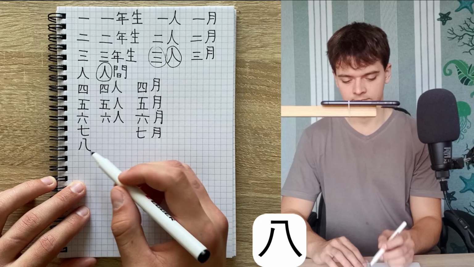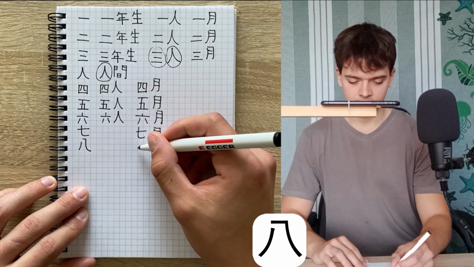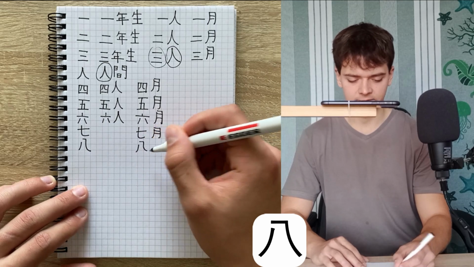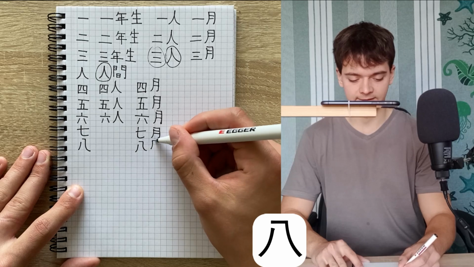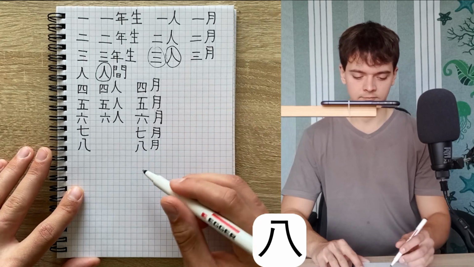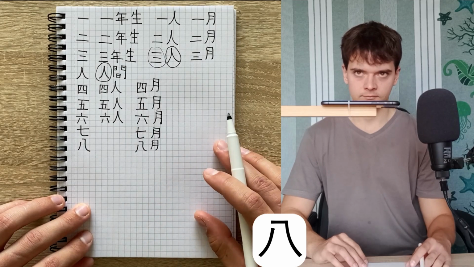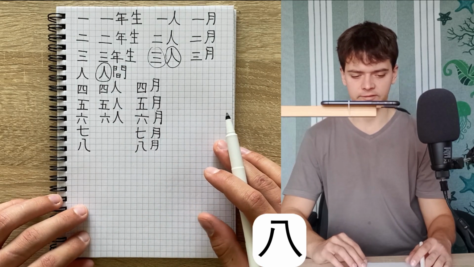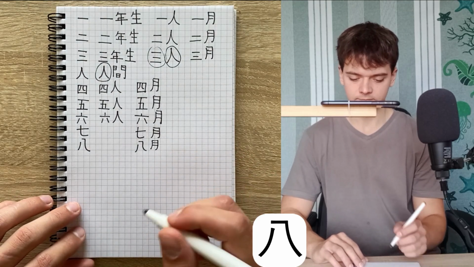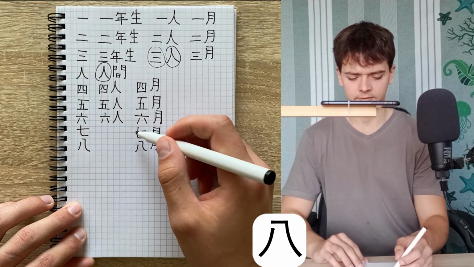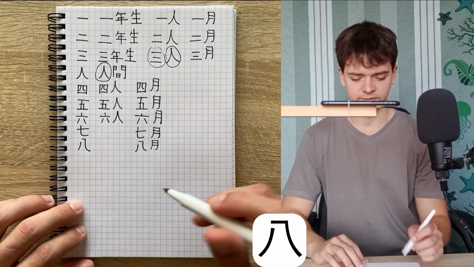Hachi. Hachi is 8. It sounds regular with gatsu. Hachigatsu, 8th month. So after July is August. August, 8th month. Shichigatsu is July. Hachigatsu is August.